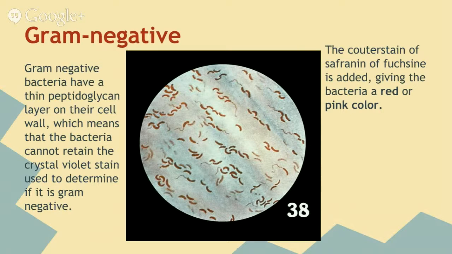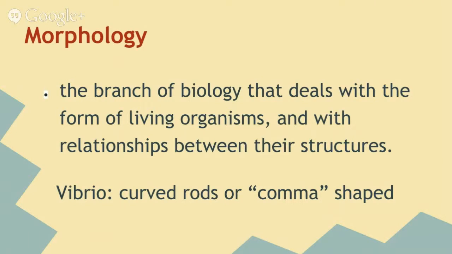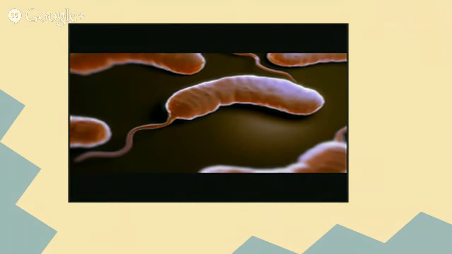Because cholera has a thin peptidoglycan layer, when you stain it, it holds that red and pink color better than the violet. And there's a picture of cholera actually stained. So morphology, the definition is the branch of biology that deals with the form of living organisms and the relationship of their structures. Cholera is what's called a vibrio, which means it's the shape of a curved rod or like a comma. And here's a better image of that where you can see that comma shape.